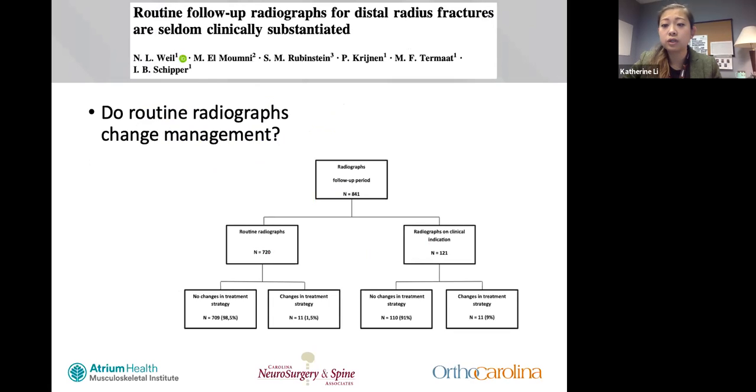They also looked at whether or not routine radiographs change management. In this study, 841 radiographs were done, and about 721 were done for routine purposes for distal radius fractures. Of those, only 1.5% of those yielded a change in treatment strategy after the radiograph was done. So it indicated that routine radiographs probably were not meaningful to post-operative patient care in this cohort.